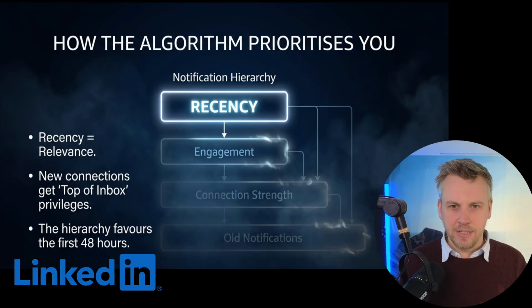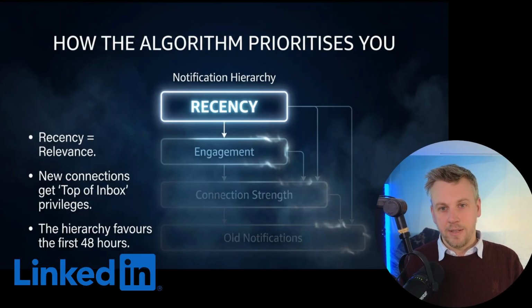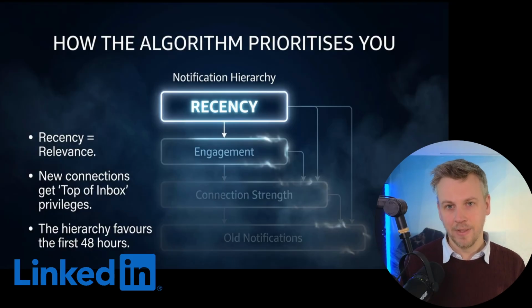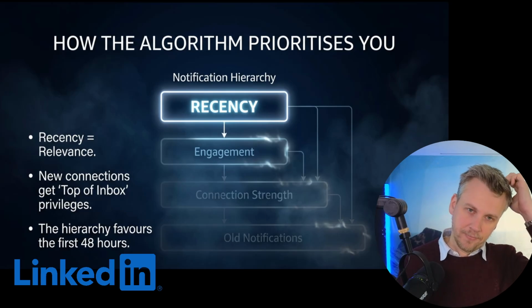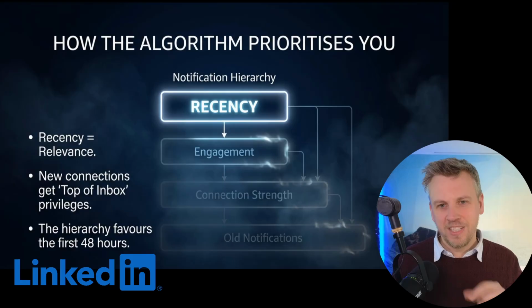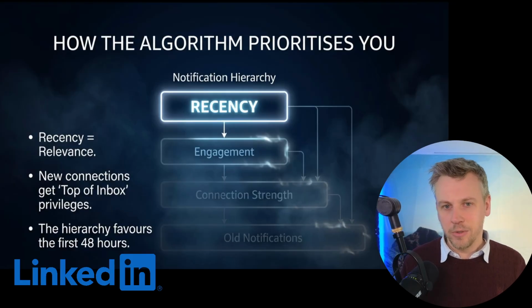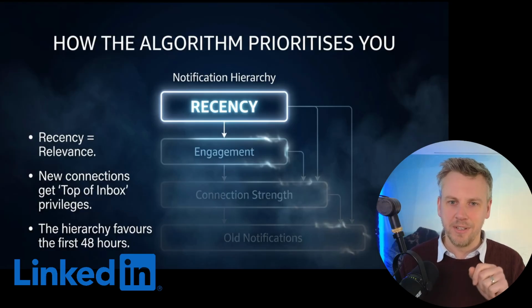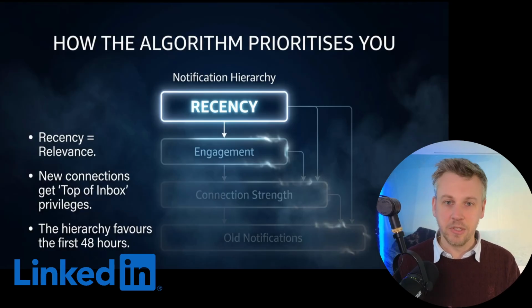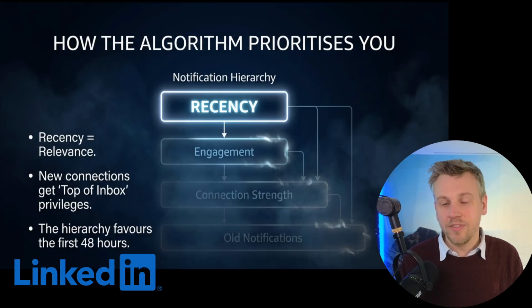If you send a message within the first 48 hours, LinkedIn treats it as a continuation of that connection event. So your message appears near the top of their messaging list and it gets a notification. It has priority. Then after those 48 hours, that priority disappears and you're just another message, just another notification, just another person wanting their attention.